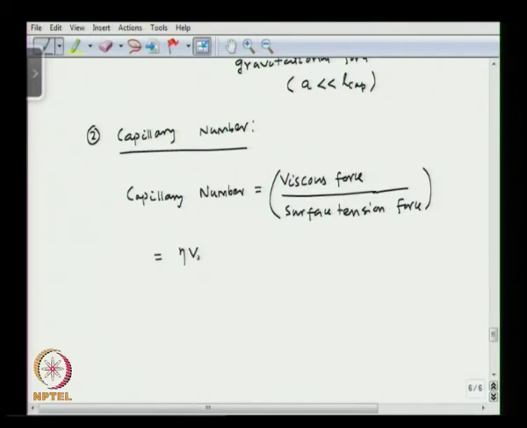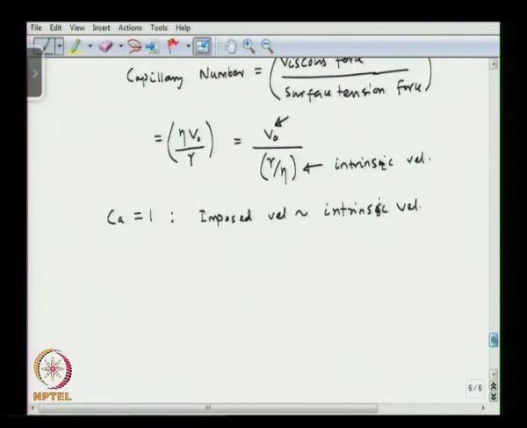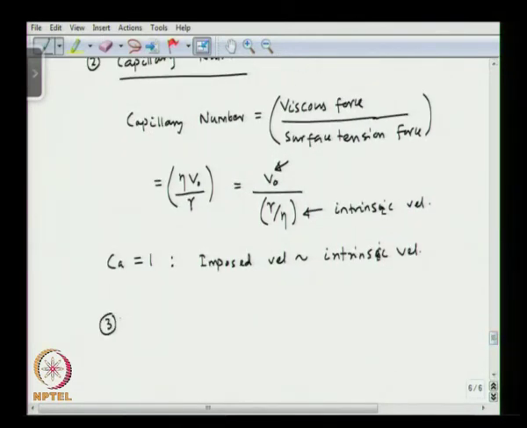Okay. So, we can write this as eta V0 over gamma, and we can write this as some velocity divided by gamma over eta. Gamma over eta is known as the intrinsic velocity. So, this is the capillary number, and if the capillary number equals 1, the imposed velocity is equal to the intrinsic velocity.